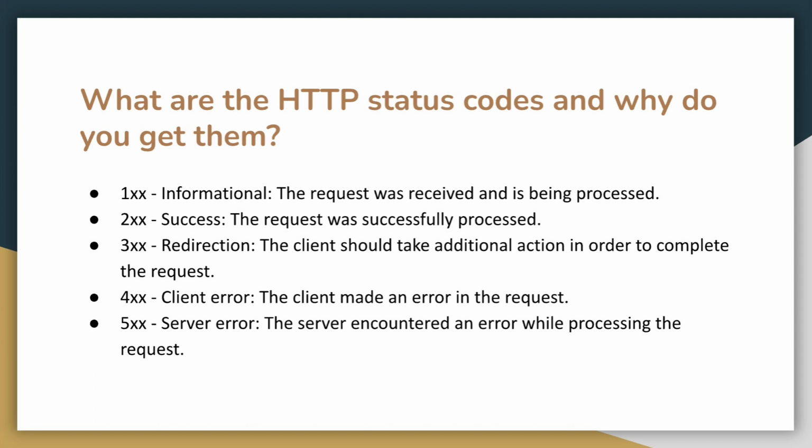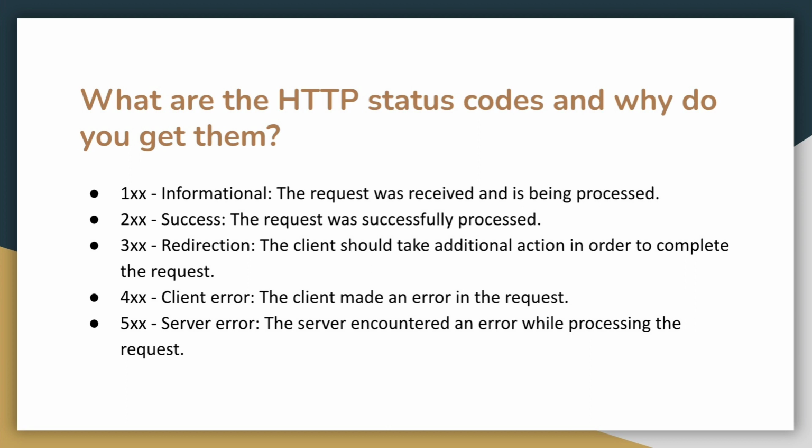So we are having 1xx, 2xx, 3xx, 4xx, and 5xx. 1xx denotes the informational status code. So if you get this, it means that your request is currently being processed. If you get, let's say, a 2xx status code, this means success. So your request is successfully performed.